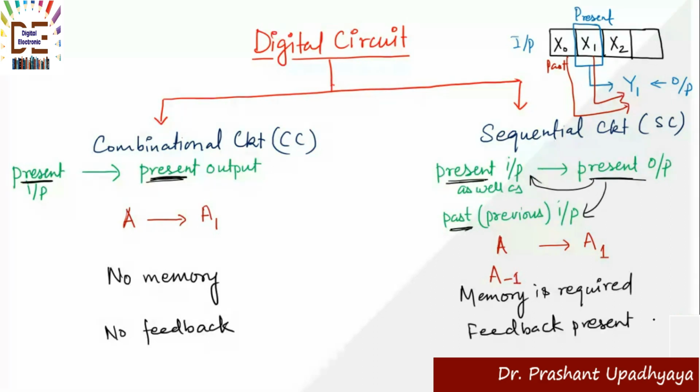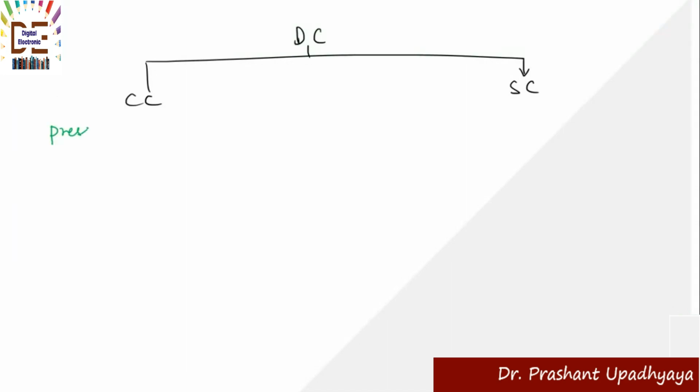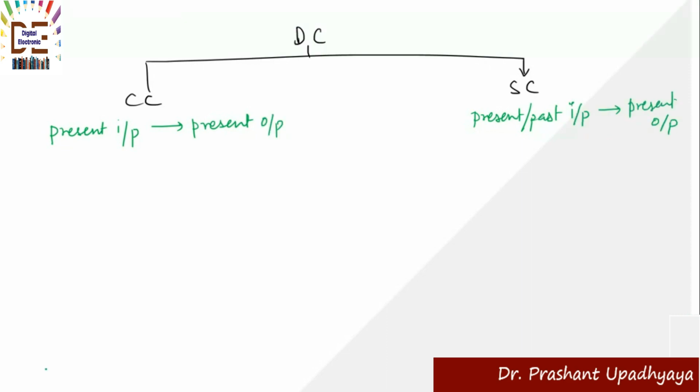Why am I saying feedback? Because if I draw some circuit, let me move here. I will write digital circuit here, and then combinational circuit and sequential circuit. Again, I will write that it depends on present input and present output, but here past input can also be used to get the present output. So in this no memory is required and in this memory is required.